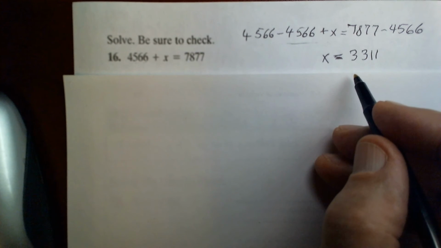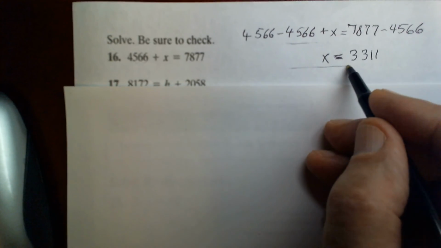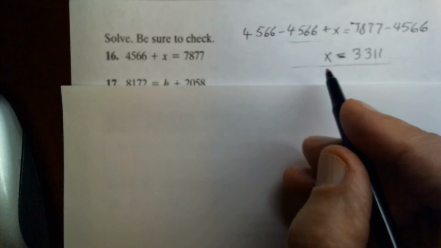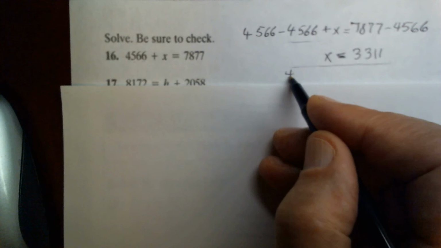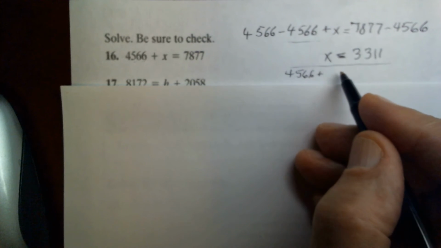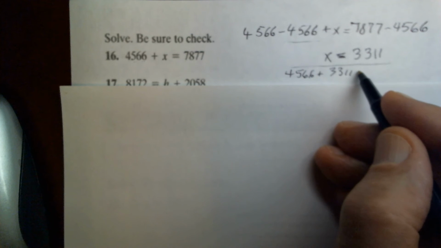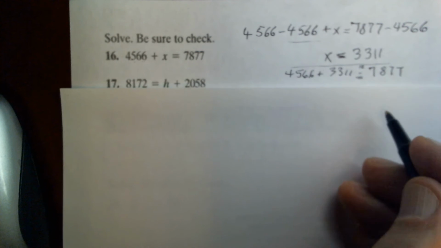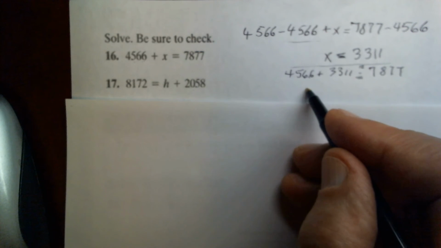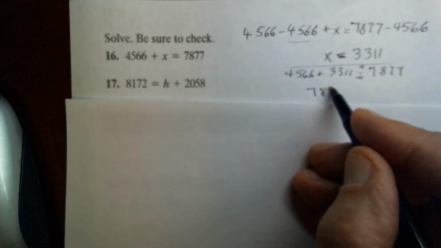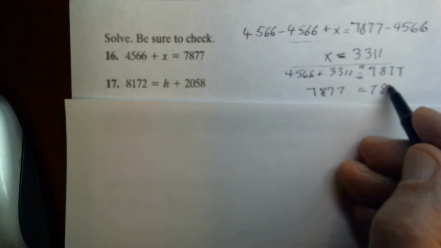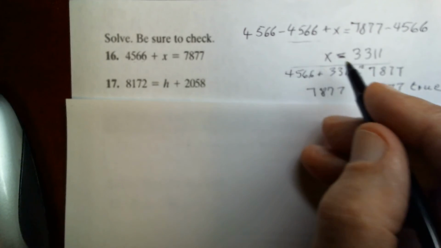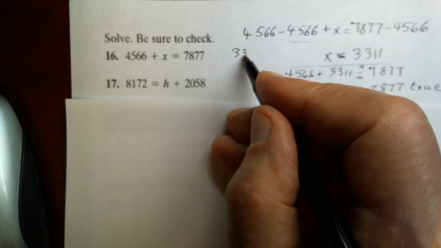And we can check the answer. We replace x with the number 3,311, so then 4,566 plus 3,311, is that equal to 7,877? Since this is a true statement, 7,877 equals 7,877. That is true. So the solution of this equation is 3,311.